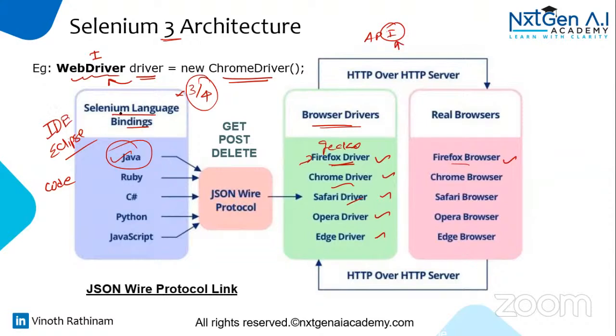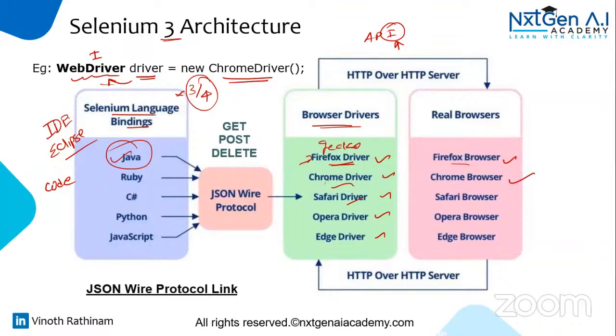So in real time, what's happening is, when you run this program, it will create the object for whichever browser. And if you put .get and the URL, then this WebDriver will launch it and navigate to that URL. So this is what we know as the front end.